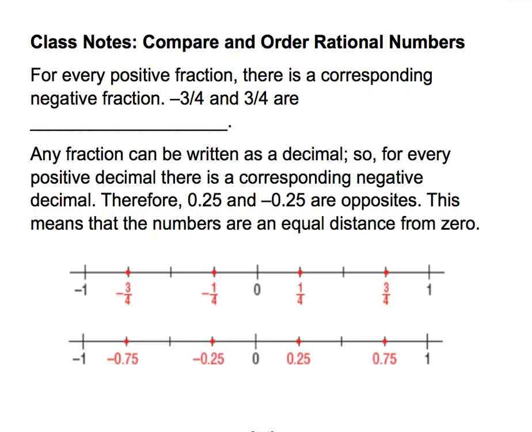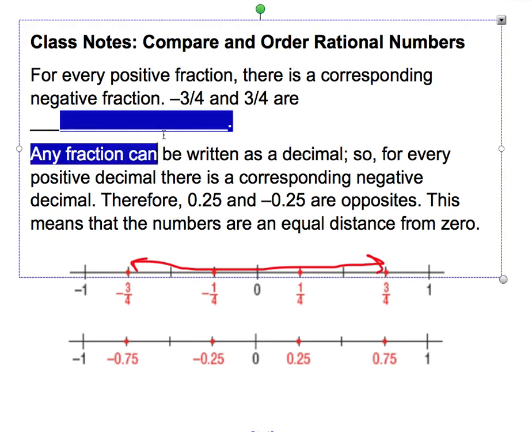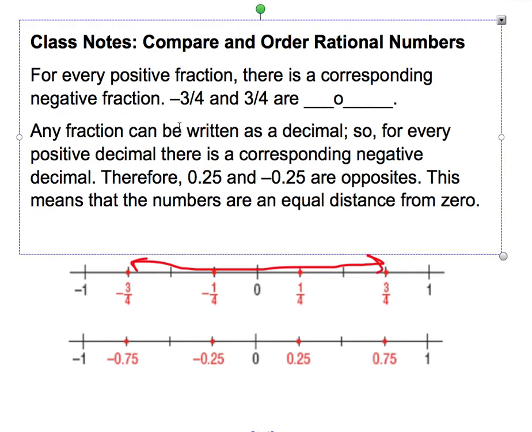So class notes, compare and order rational numbers. For every positive fraction, there is a corresponding negative fraction. So -3/4 and +3/4 are called opposites because they're the same distance from 0. -3/4 and +3/4. So when you have that, you actually have opposites. They're called opposites.